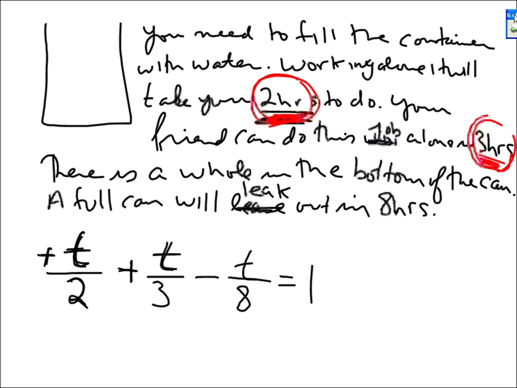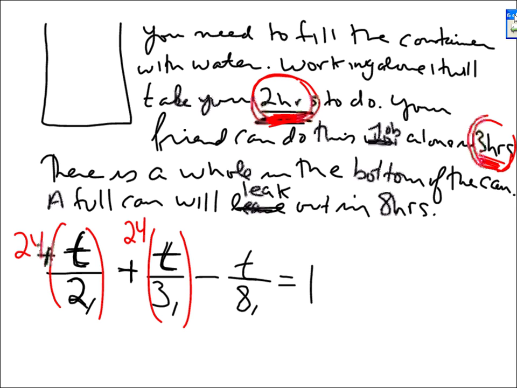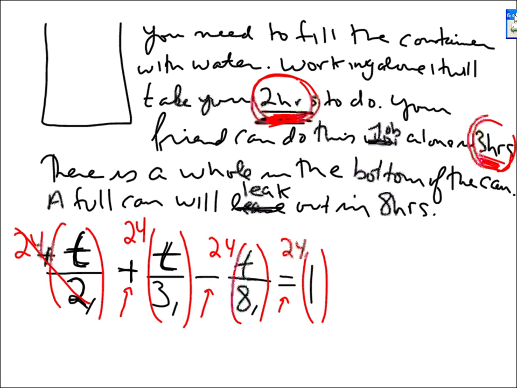This is a problem you would have to solve, and the LCD, that is the least common multiple of 2, 3, and 8, is 24. So you multiply everything by 24, or you denote that you're doing that. Multiply every term. Terms are separated by addition signs, subtraction signs, and equal signs. We pick 24 because 2 goes into it, 3 goes into it, and 8 goes into it: 12 times, 8 times, and 3 times.